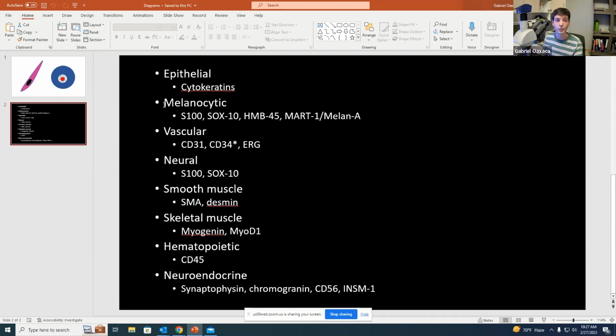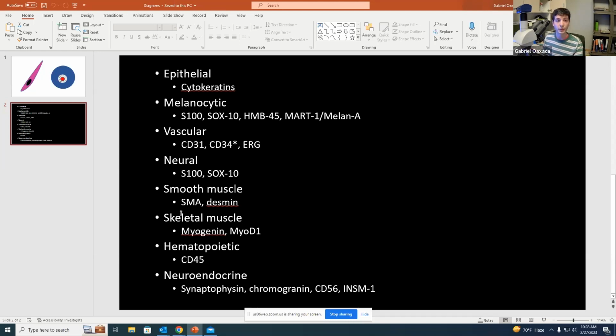Then we have, of course, melanocytic. Always important to rule out melanocytic lesions whenever we're dealing with something that looks very high grade and not very well differentiated. So S100 and SOX10 are great for that. And then if you can also get something slightly more melanocyte specific, such as HMB45 and MART1, also known as melan A, then you basically have cinched your diagnosis.